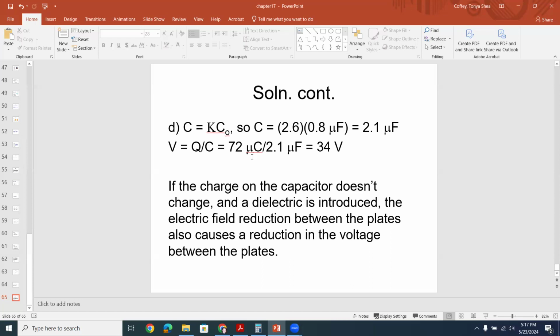Now, what's the new voltage? Well, V is equal to Q over C. If the charge in the capacitor doesn't change, in other words, if you don't leave it hooked up to a battery, forcing the voltage between the plates to be the same, and instead you charge up the capacitor and then isolate it from a battery so the charge is just sitting there and can't go anywhere, and then you shove a dielectric in, what that will do is drop the voltage in between the plates. So V is equal to Q over C. 72 microcoulombs divided by our new capacitance of 2.1 microfarads gives us 34 volts. So the dielectric being shoved in between the plates of the capacitor without being connected to the battery forces the voltage to drop to 34 volts.